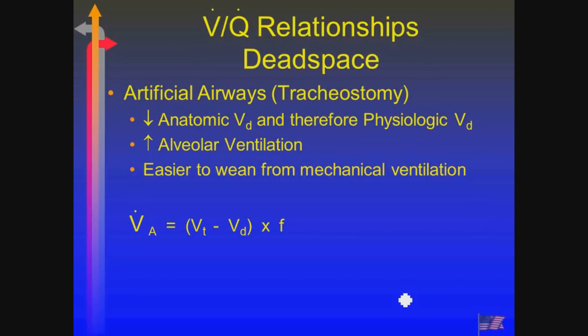Some of the things we can do to treat this: it's one of the reasons we tracheotomize patients. As you do a trach, you end up reducing their anatomic dead space by some amount. If I decrease the anatomic dead space, and therefore the physiological dead space, I'm going to increase the alveolar minute ventilation, because as I make this value smaller, I make this value bigger.